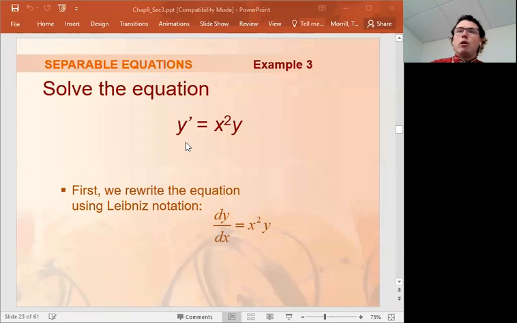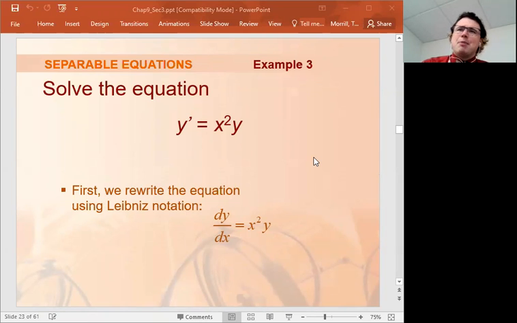Now I'll do one more for today to introduce another useful way to treat constants. So here's a differential equation. It is now written in Lagrange notation instead of Leibniz notation. We're saying that y prime equals x squared y.